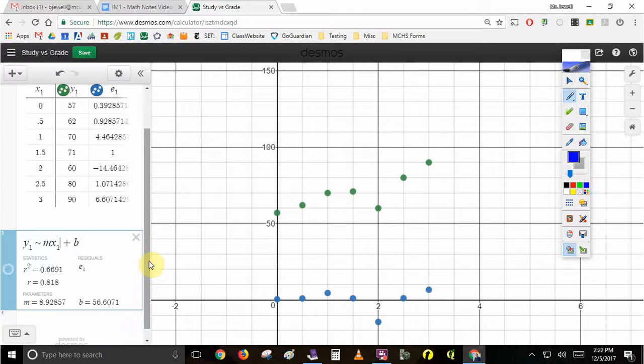Then it goes ahead and computes that line, and it goes right through the middle of my green dots. I've got the purple line. And if I want the equation, I can look down at the bottom here, and I get my m, which is my slope, and my y-intercept, which is right there. So the equation for the line of best fit would be y equals 8.93x plus 56.61, if I round it to 2 decimal places.